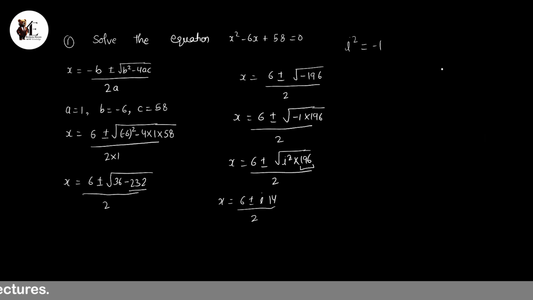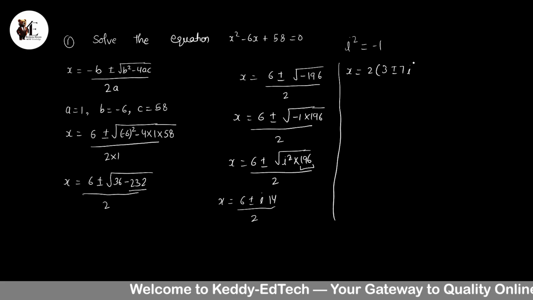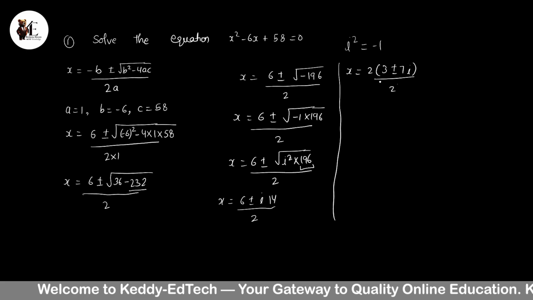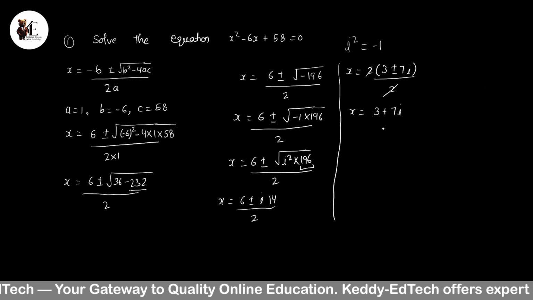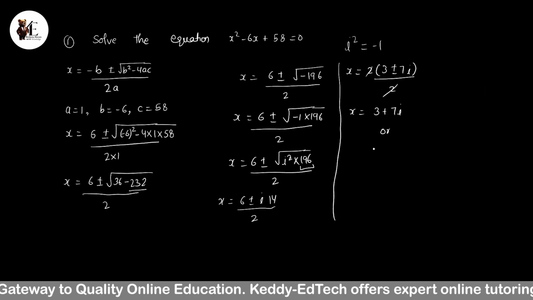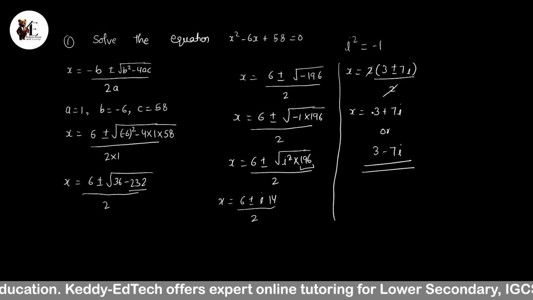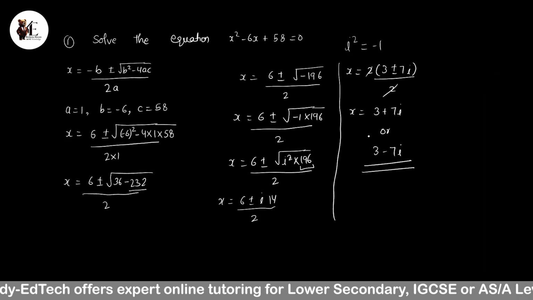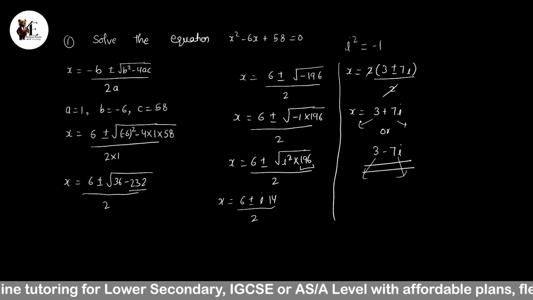over 2. Now from the numerator, I am taking 2 as common because both terms are multiples of 2. So 2 times 3 plus minus 7i over 2, this will be cancelled out. So the roots or the solution of this equation will be either 3 plus 7i or 3 minus 7i. And both answers are in the form of a complex number, because this is the real part and this is the imaginary part.